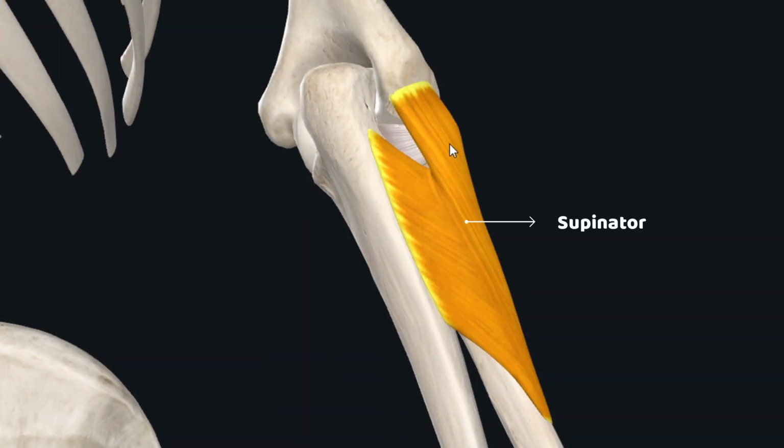So the supinator is this flat fusiform type of skeletal muscle that lies in the posterior or extensor compartment of forearm, and it occupies the deep layer of muscles in the posterior or extensor compartment of forearm.